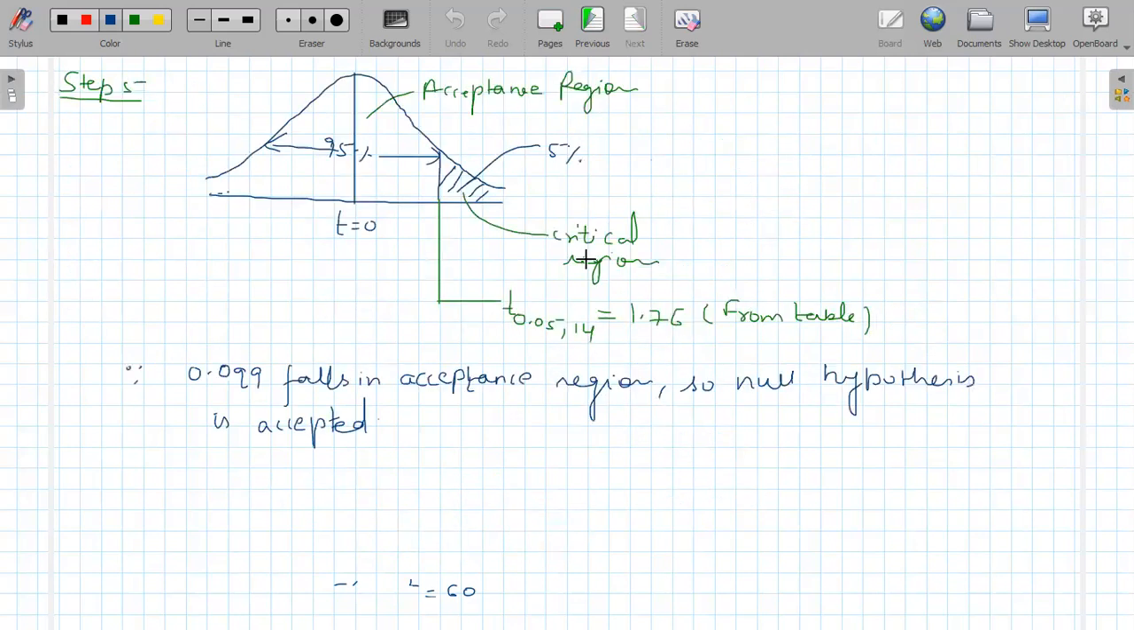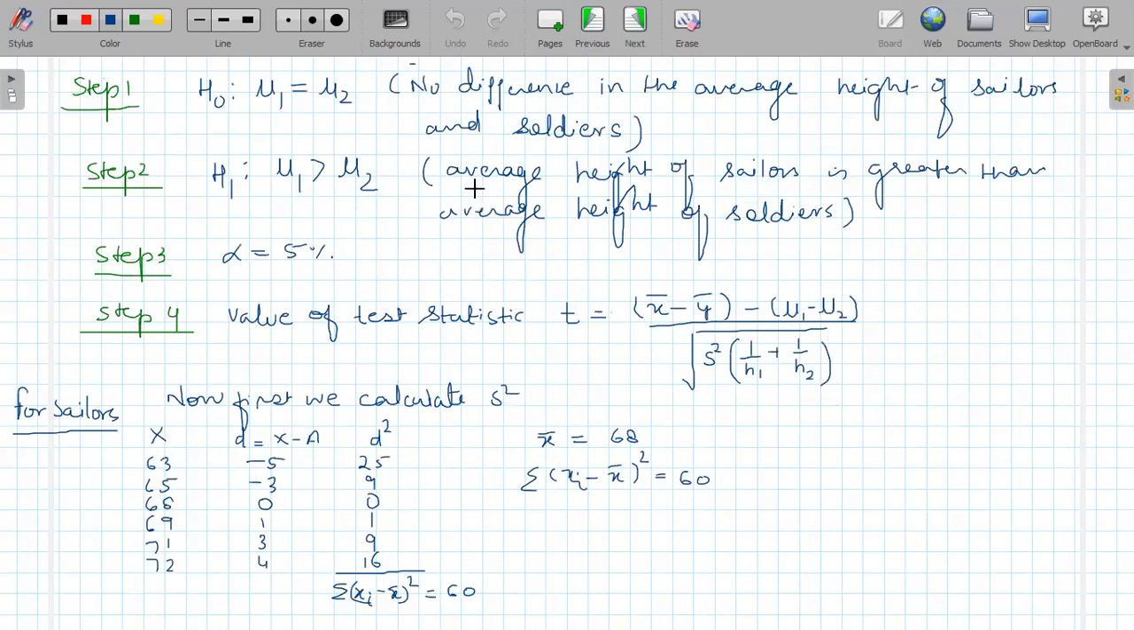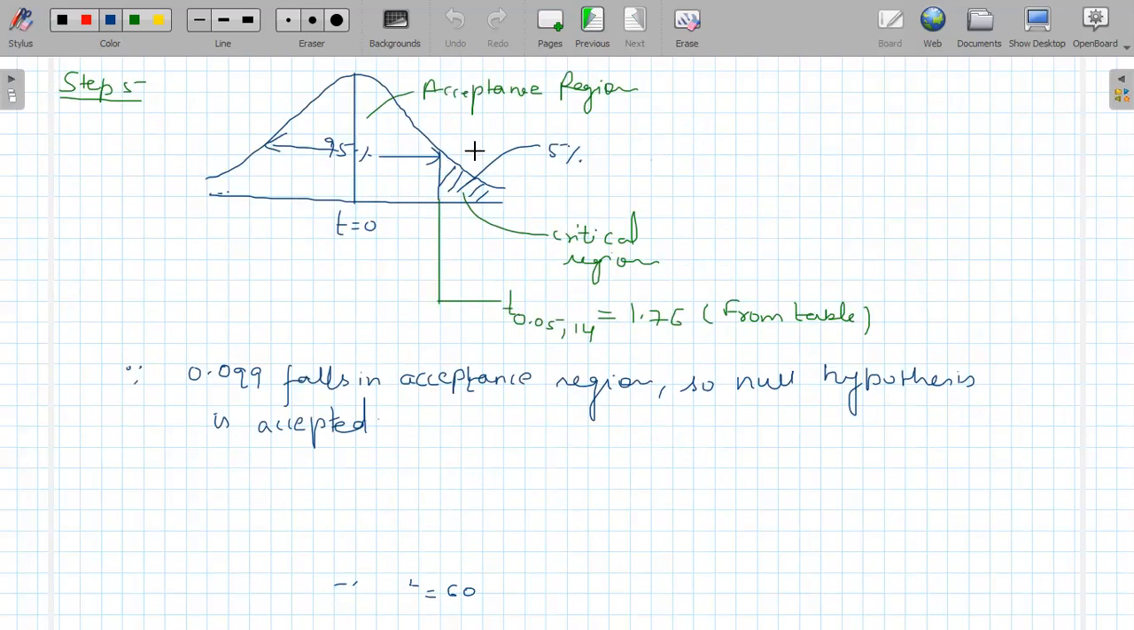Step number 5 is we mark the acceptance region, critical region, and critical value, which is obtained from the table, because the right tail area is 5%. Why are we using a right tail test? Because the alternative hypothesis is of the type mu1 is greater than mu2. So the right tail area is 5%. So using this 5% area and degree of freedom equal to 14.